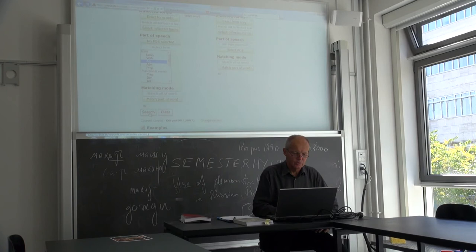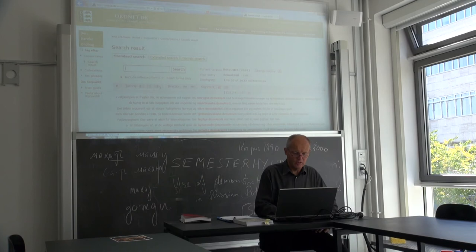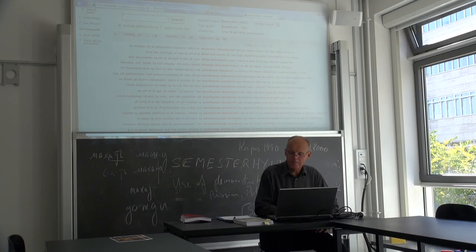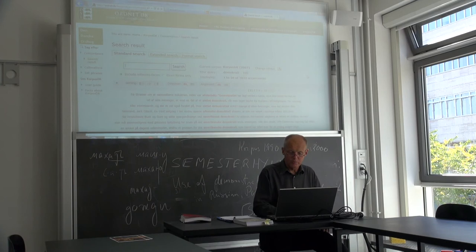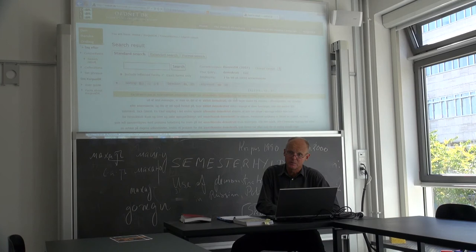So here we have it, and then we have to sort it. Now we get combinations of an adjective and the word democracy in different forms. These are the different forms, the different articles. This is the "et" behind. So it means "the democracy".